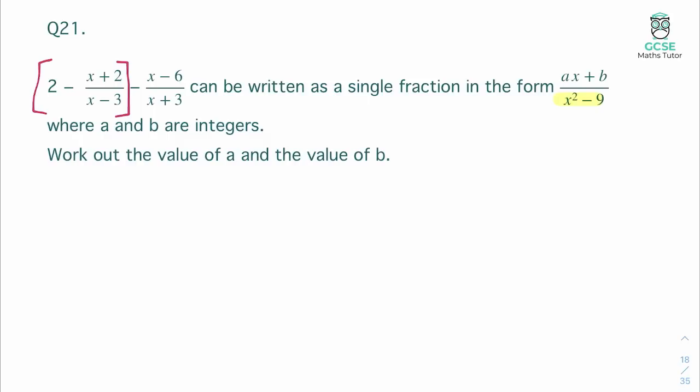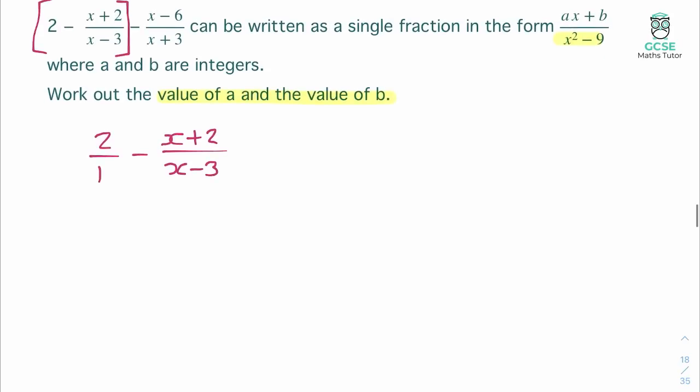All right, so I don't just need the answer, I need to actually say what a and b are, so let's highlight that. So 2, take away that, so I'm going to write that as a fraction. 2 over 1, take away x plus 2 over x minus 3. So I need to make a common denominator, so I'm going to times the left-hand side by x minus 3, so let's just write that there, times this side by x minus 3.